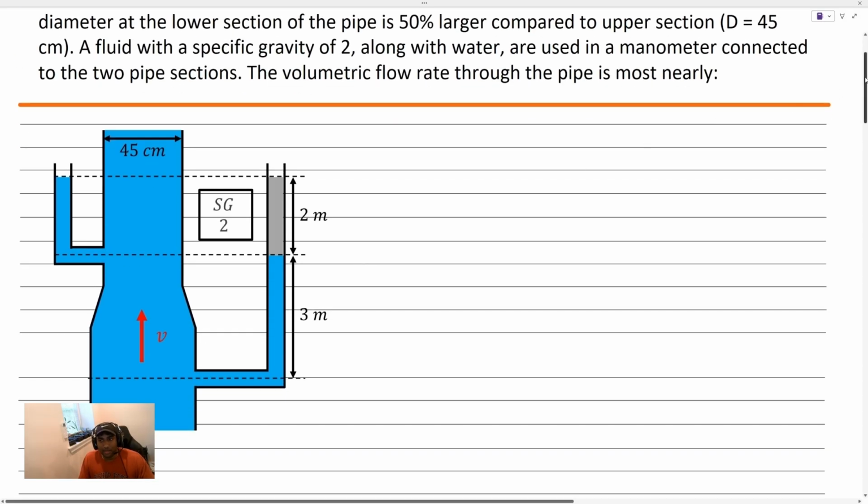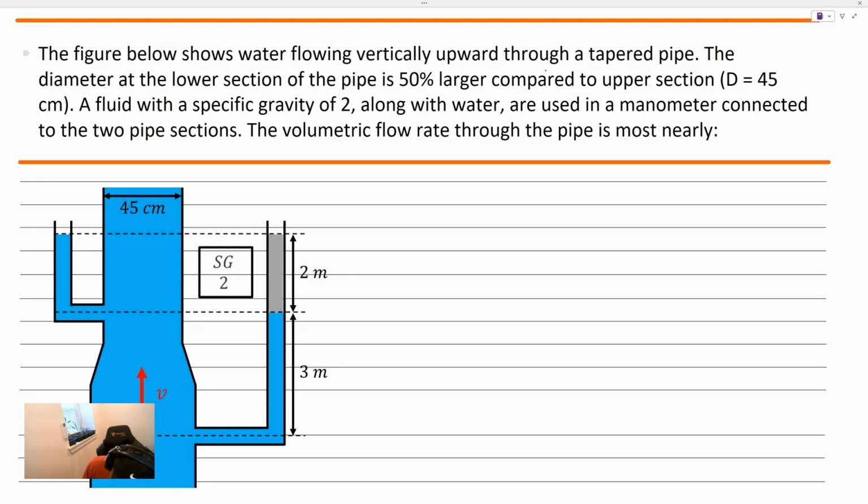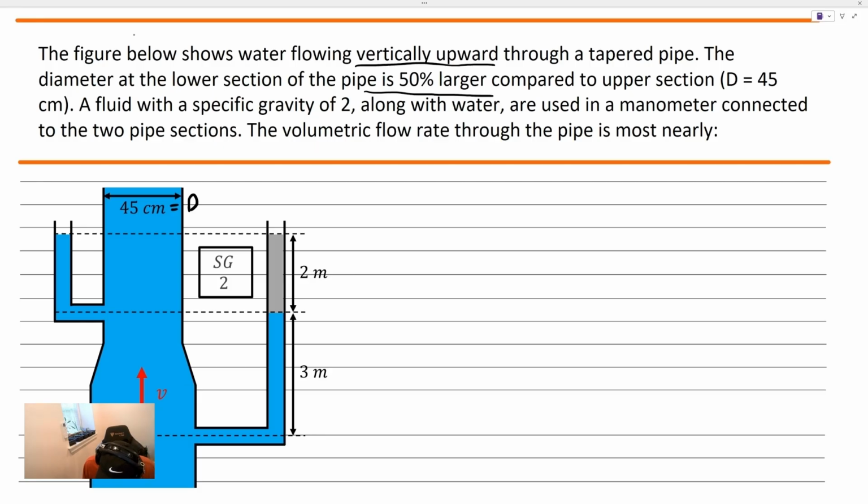And let's note down some of our givens. Firstly, it says that the water is flowing vertically upward through a tapered pipe. And additionally, what we have is that the lower section of the pipe is 50% larger. That means that if the upper section of the pipe is D, the bottom section of the pipe would be 1.5 times D, or 50% larger.